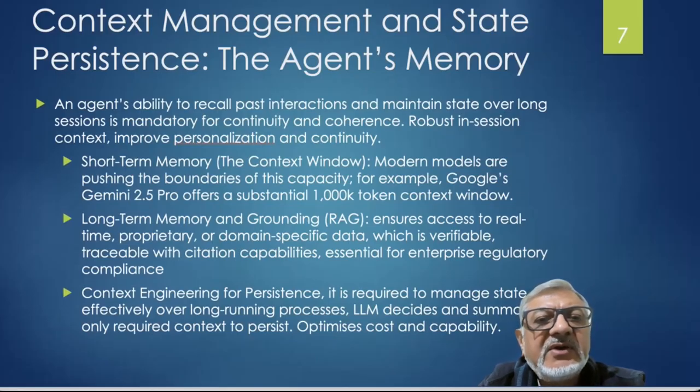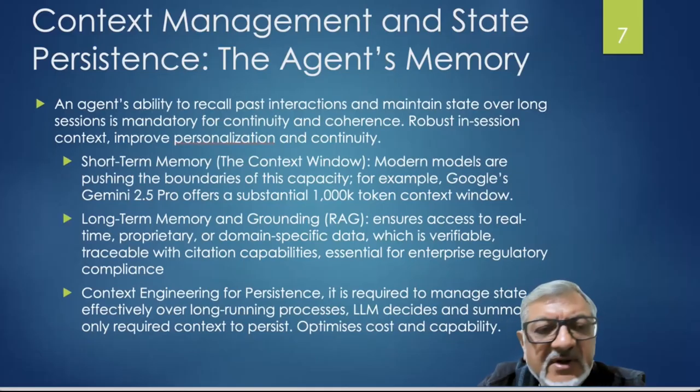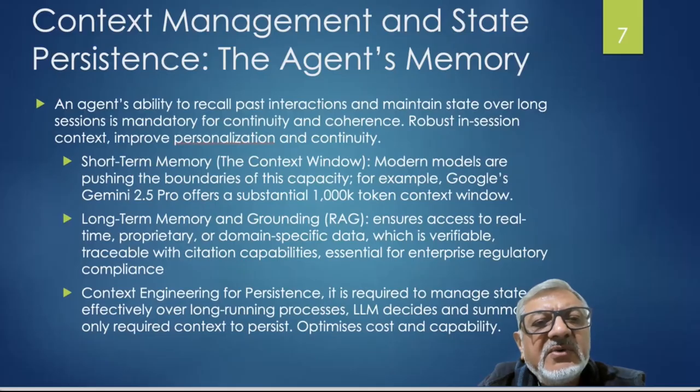So there is a context window where models like Google's Gemini 2.5 Pro offer more than 1000K tokens context window. That means it has the ability to process more than 1 million concurrent sessions. So this kind of capability of any model and environment makes it useful for the enterprise.